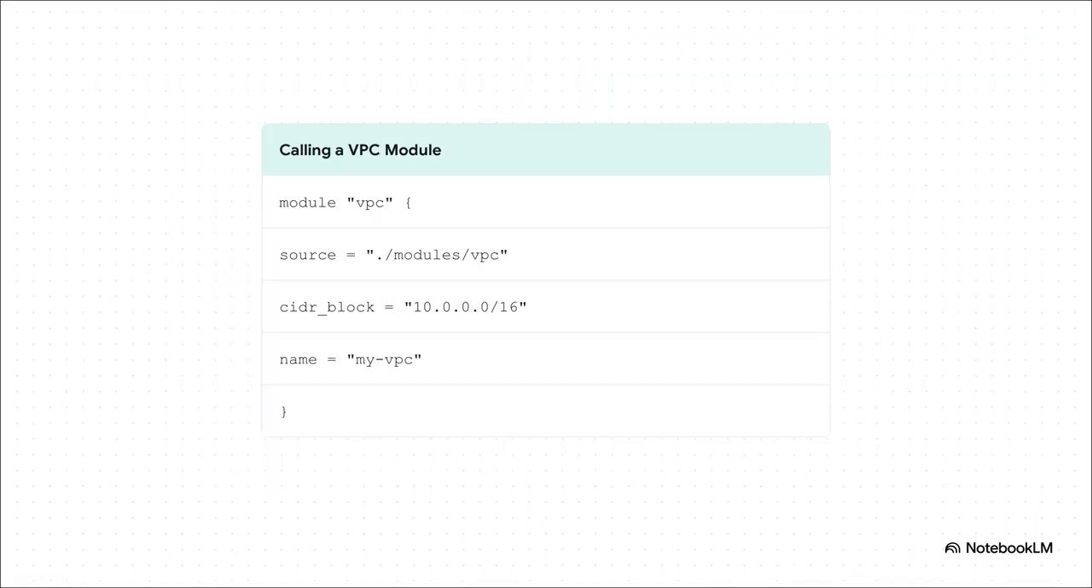And this right here is what it looks like to use it. All that complexity of creating a virtual private cloud, the subnets, the route tables, the internet gateways, it's all hidden away inside the module. To actually use it, all you need is this tiny module block. You just point to its source code, give it a couple of inputs like the network address and a name, and that's it. This is the magic. Five clean lines of code are deploying what could have easily been 100.